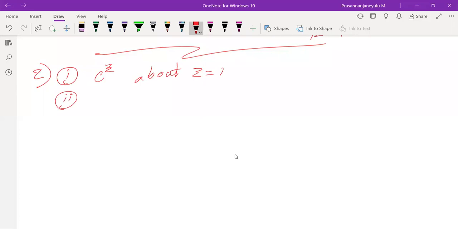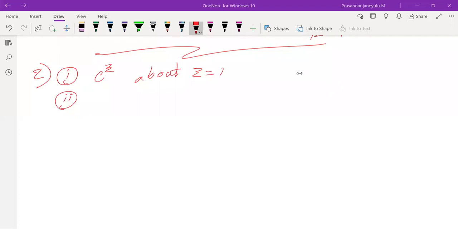What do you have to do here again? Anybody can say? Z minus 1 is equal to W. So take z minus 1 equals W and substitute it in e power z. In place of e power z, what will you get? E power W plus 1. So e power 1 into e power W. E power W expansion you already know.